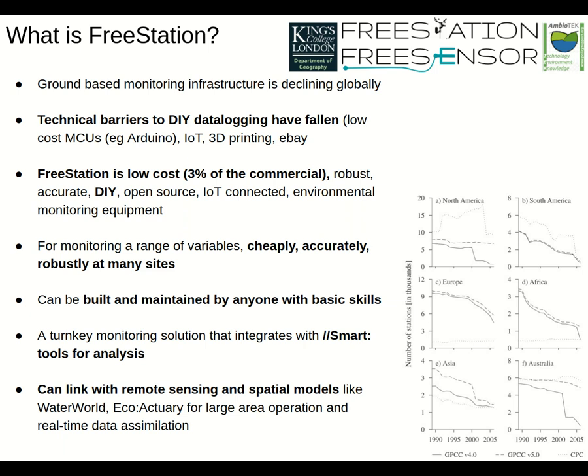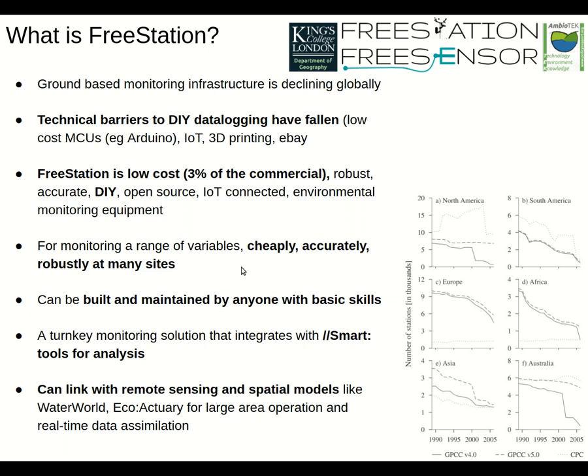The FreeStation project, which has been going for some 6 years now, is a set of designs for low cost, and that's around 3% of the commercial cost of most of these instruments, but robust, accurate, do-it-yourself environmental monitoring equipment, which is also open source, and the FreeStation Live stations are internet connected anywhere in the world. They're available for monitoring a range of variables from river stage through meteorological variables to soil moisture and a whole bunch of other things, including water quality and so on, cheaply, accurately and robustly.